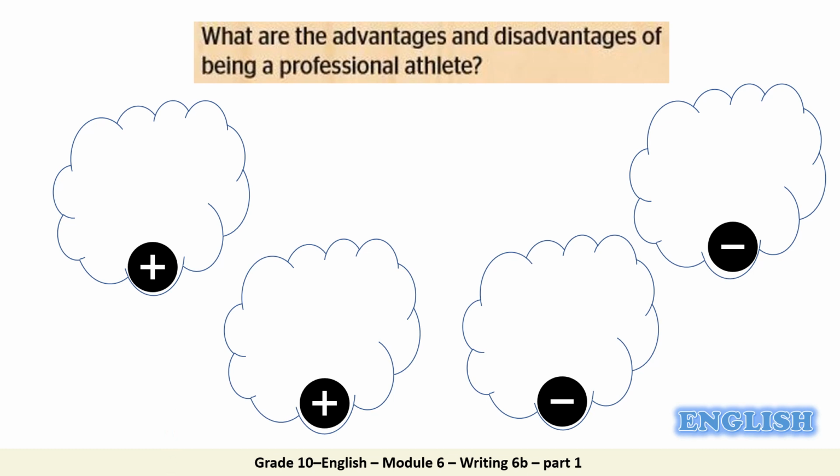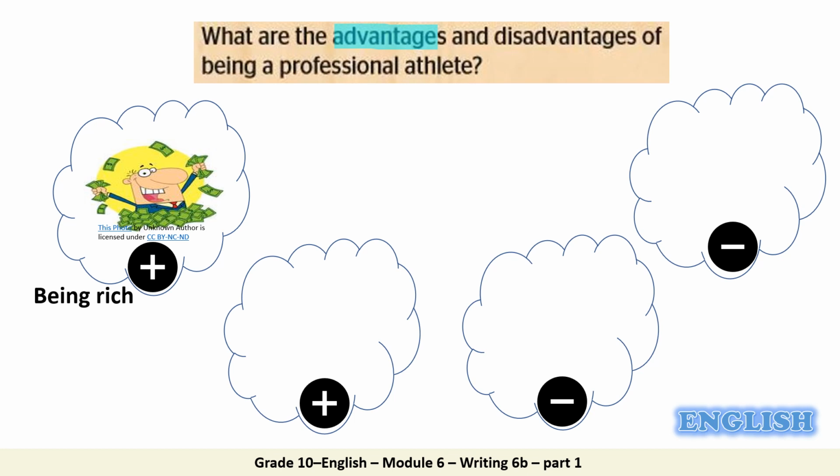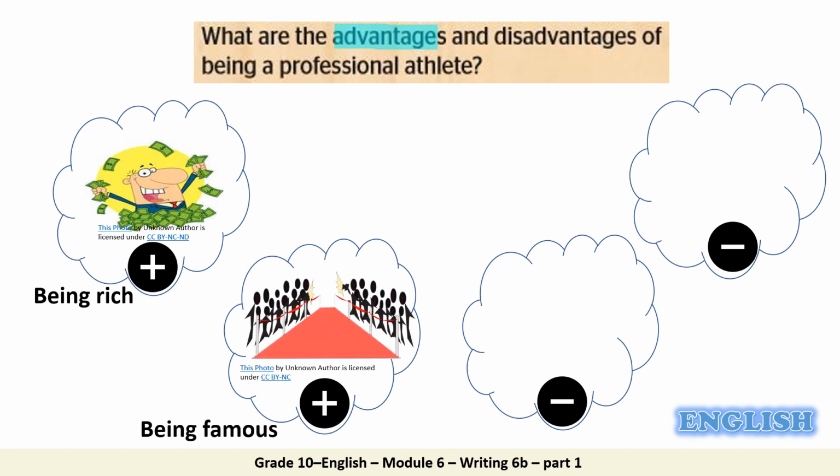Alright, so the first advantage, excellent. So we have being rich. You can be rich if you are a famous sportsman. Alright, after that, you can be famous. Everybody will know you and everybody will recognize you when you are passing by the street or anywhere you go.